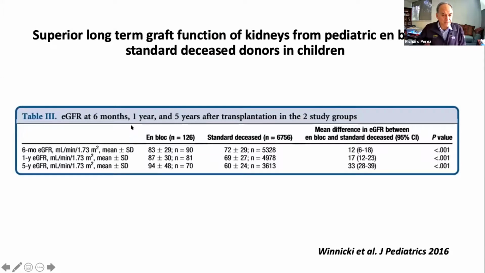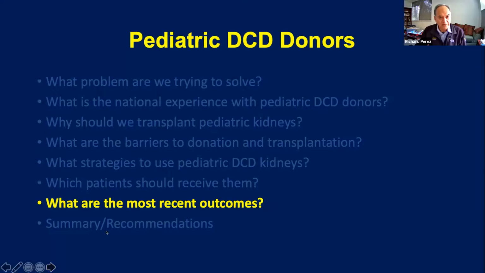When you looked at graft function, as I mentioned before, these pediatric en bloc kidneys, when they're placed in children, have a GFR early at 6 months that's 80, which is similar to adults. But when you look at 1 year and 5 years, the pediatric en bloc kidney function continues to increase in GFR as the kidneys grow, whereas the adult kidneys decrease in GFR as the adult kidneys age, as unfortunately all adults and adult kidneys do. So you can see the big difference here in graft function.